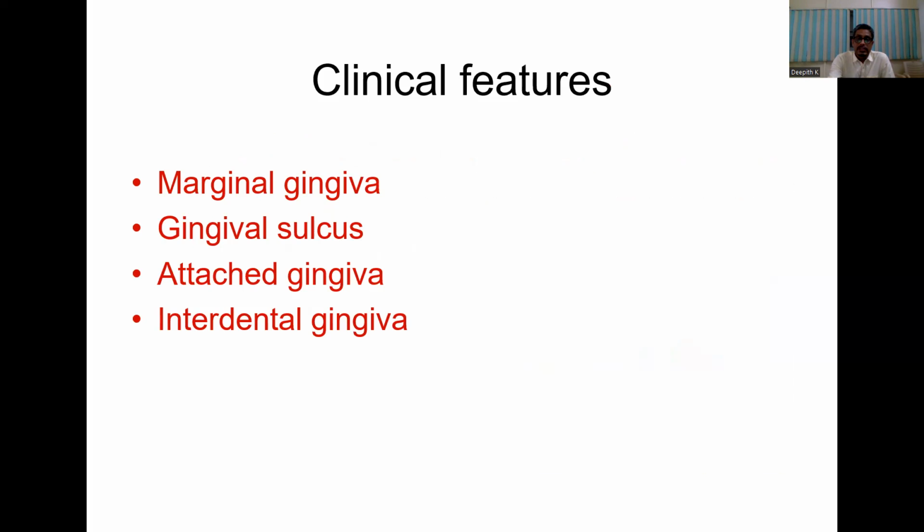What are the clinical features extraorally? What all do you see with gingiva? Marginal gingiva, gingival sulcus, attached gingiva, and the interdental gingiva.